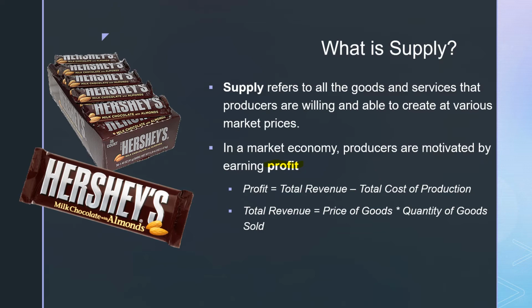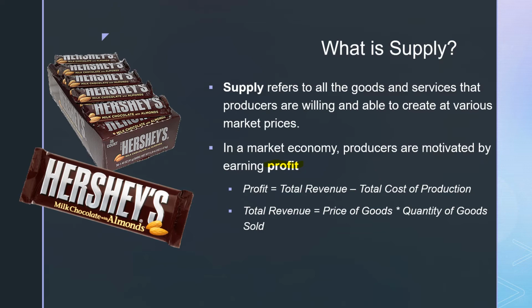Now, once again, this is just a little bit of maybe extra information, but if you're a math person, this might make a little bit more sense to you. In mathematical terms, profit is equal to total revenue minus the total cost of production. Now, if you don't know what this word revenue means, revenue just means all the money that you bring in from operating your business. And total cost of production is exactly what it sounds like. How much does it cost you to operate your business?